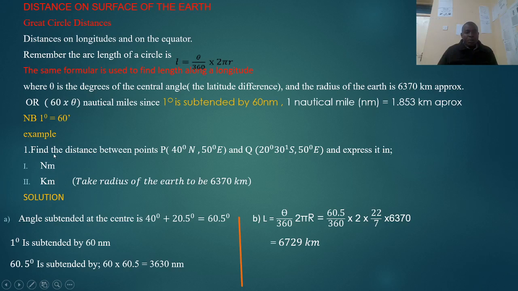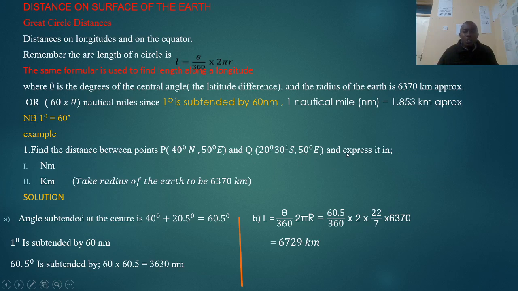Example of a question. Find the distance between point P, 40 degrees north, 50 degrees east, and point Q, 20 degrees 30 minutes south, 50 degrees east, and express it in nautical miles and in kilometers. You take the radius of the earth to be 6370 kilometers. Now, remember, we are finding the distance between these points. This one is 40 degrees and this one is 20 degrees, but this is 50 east and this is 50 east.